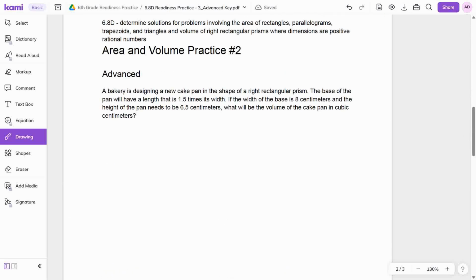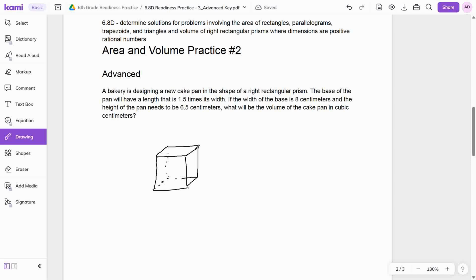Problem number 2, we have a bakery pan, and it's going to be a right rectangular prism. All right, so let's just go ahead and draw a right rectangular prism. And then we're going to draw a top base right here that's going to kind of mimic what we have down at the bottom. And then we'll draw some lines to connect here. We'll make this back one dotted. And there we go. So that's going to be our right rectangular prism.